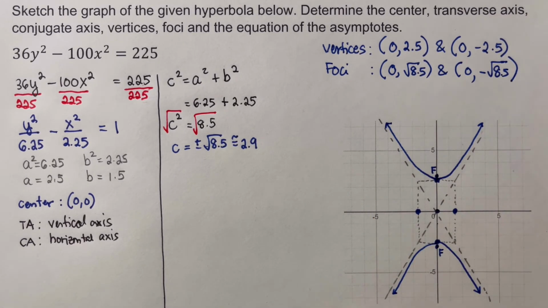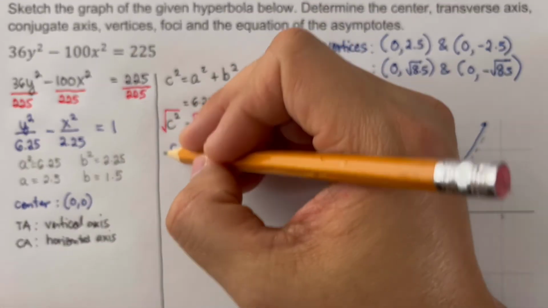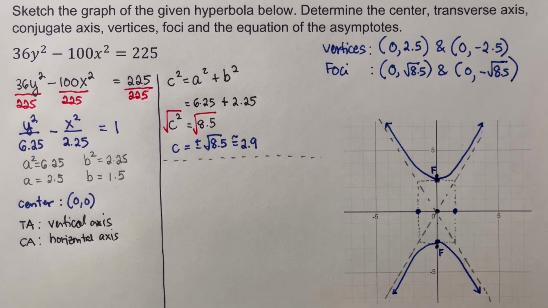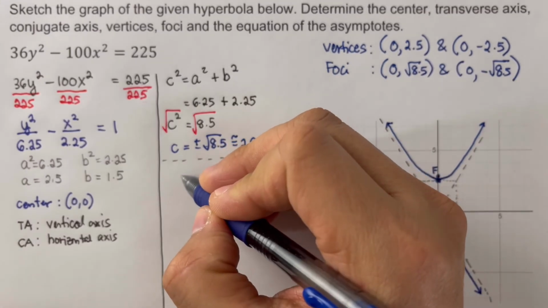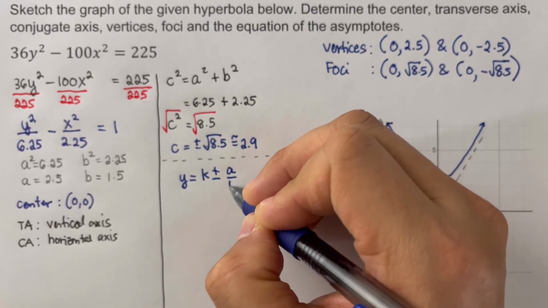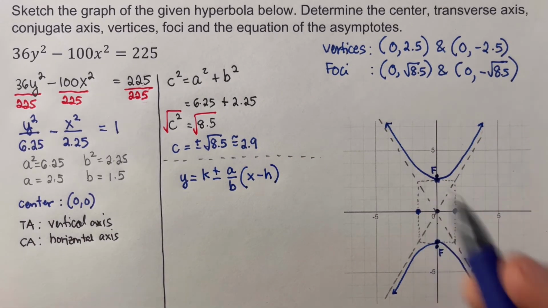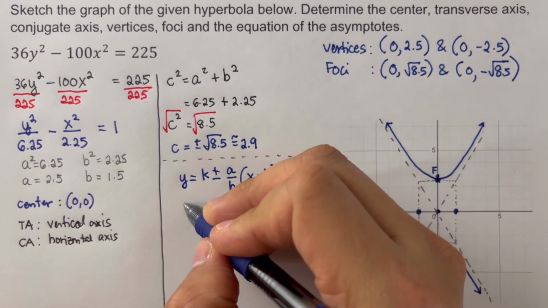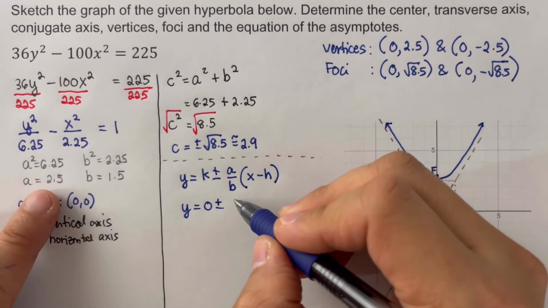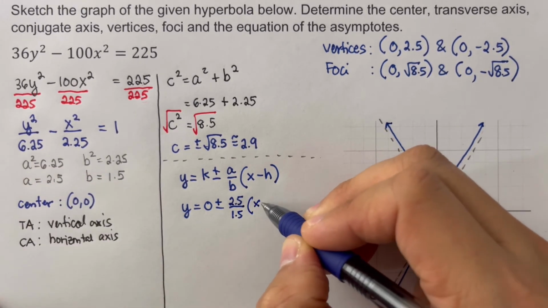Now let's determine the equation of the asymptote. So these two asymptotes right here. We remember that the general equation for the asymptote whenever we get a vertical hyperbola is y equals k plus or minus a over b quantity x minus h. Now we know that our center is at (0, 0), so the h and k values would be 0. So y is equal to 0 plus or minus our a value, 2.5, over the b value, 1.5, quantity x minus 0.